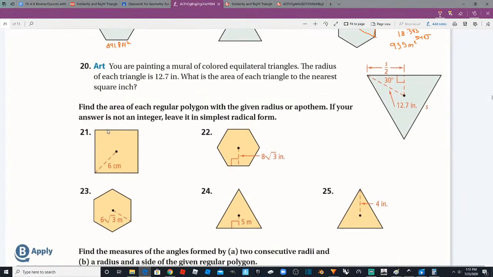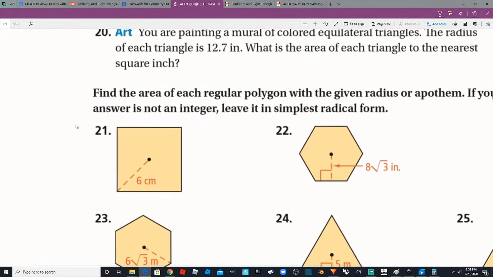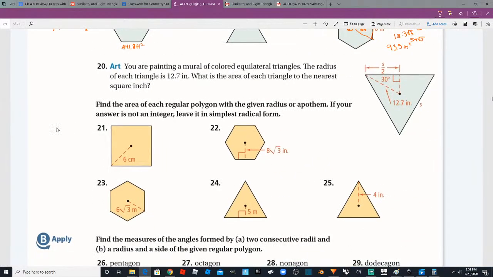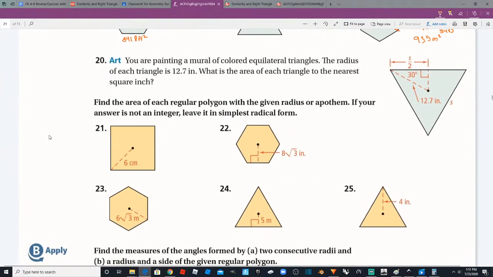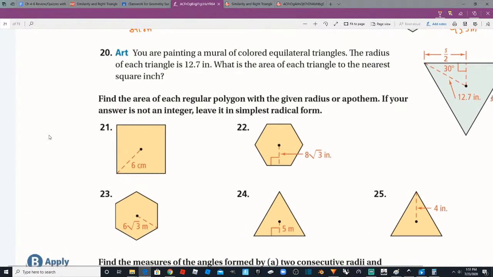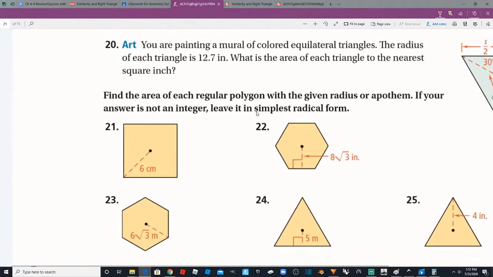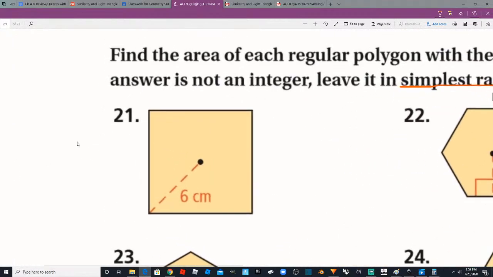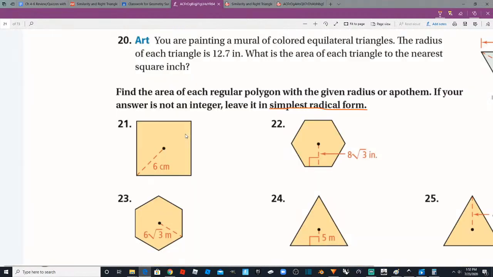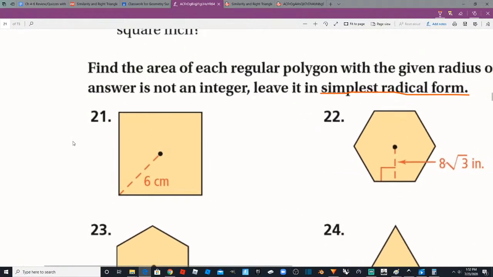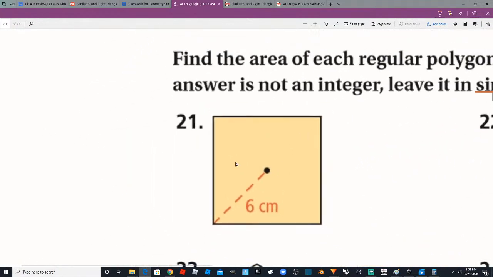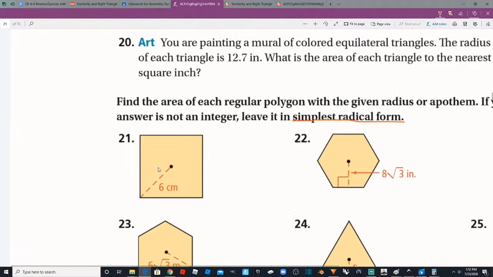Find the area of each regular polygon with the given radius or apothem. If your answer is not an integer, leave it in simplest radical form. Okay, so this is what they mean by simplest radical. So, we don't want a decimal answer where we round it off. We want a radical.